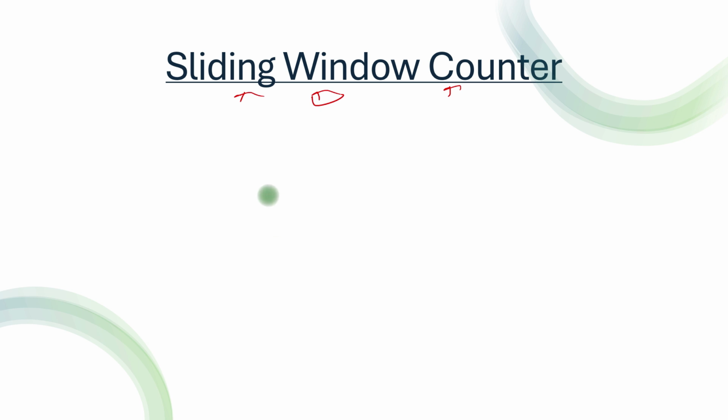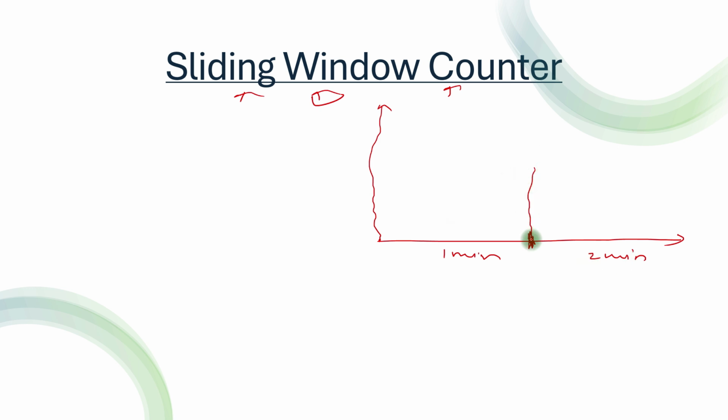So let's understand this. In this case also, timing is a factor. Let's say this is the number of requests, and this is the first minute and this is the second minute. Why am I saying this will make sense in a minute, just bear with me. Let's say our system allows 7 requests per minute.